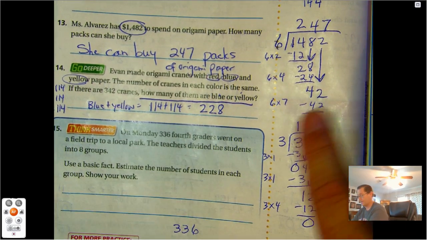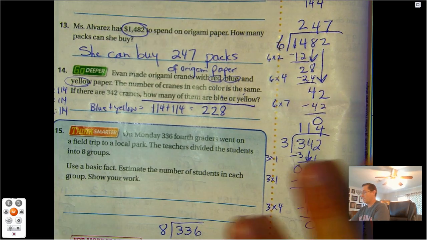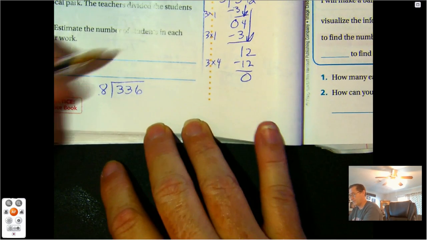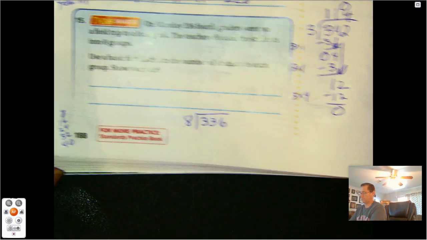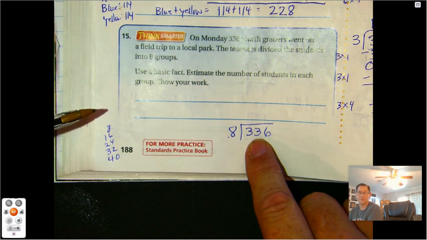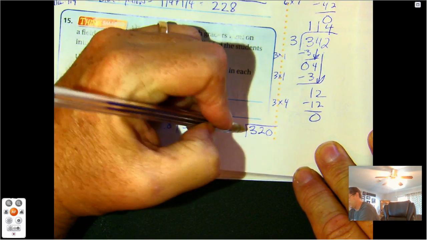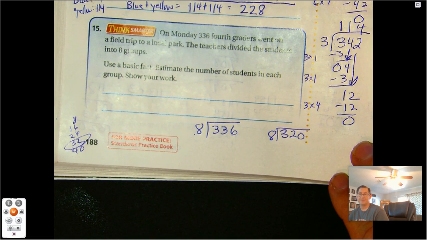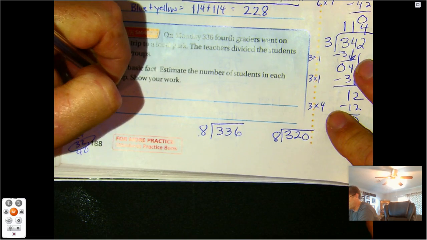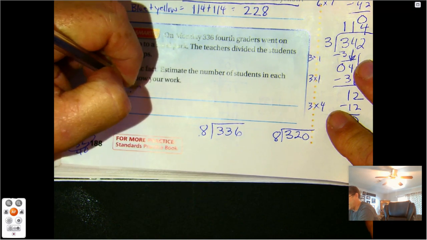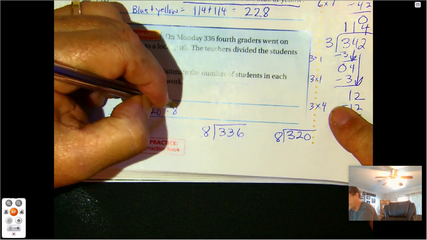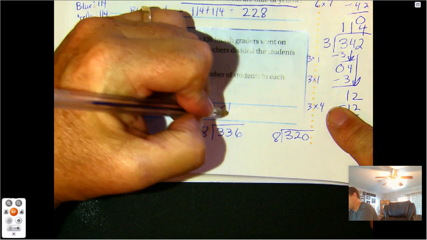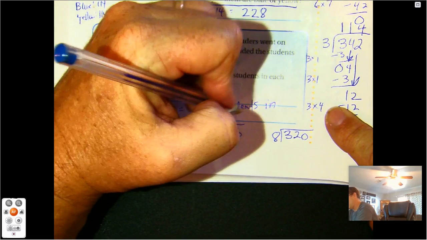Well, if we want just an estimate, let's think about 8s. 8, 16, 24, 32, 40. Which of these multiples is closest to 33? 32, right? So we can change that to 8 divided into 320. So 32 divided by 8 equals 4. So 320 divided by 8 equals 40 students in each group. About 40 students in each group.